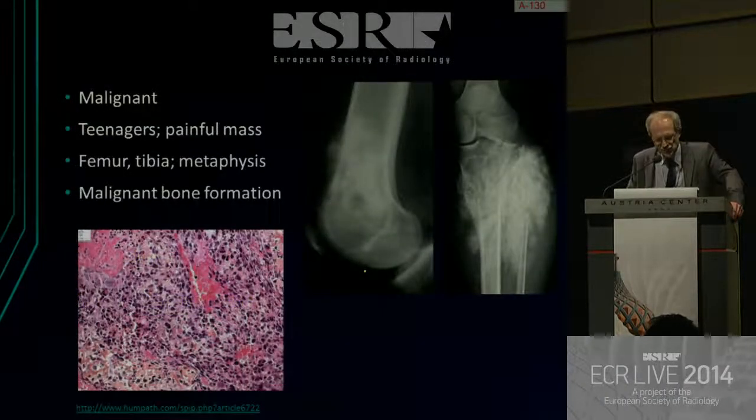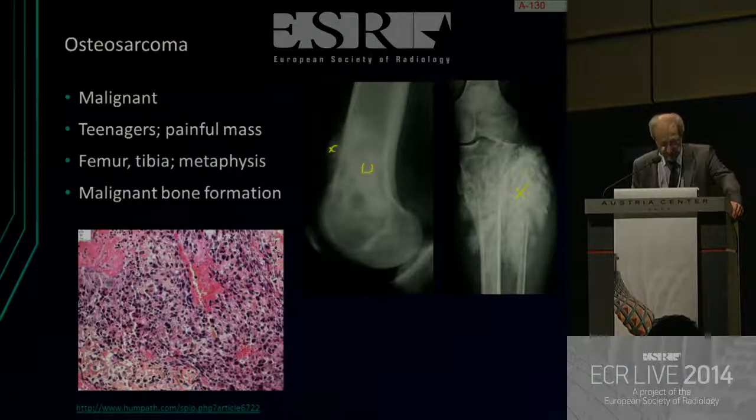Next lesion, which is a malignant lesion, occurs in teenagers. It's a painful mass, frequently in the femur and tibia, mainly in the metaphyseal region, with malignant bone formation, so it's more white, and you have also malignant bone formation outside the bone. This is a conventional osteosarcoma.